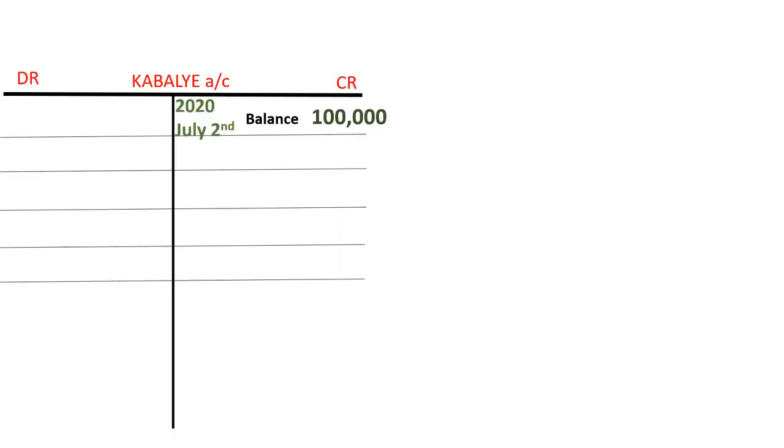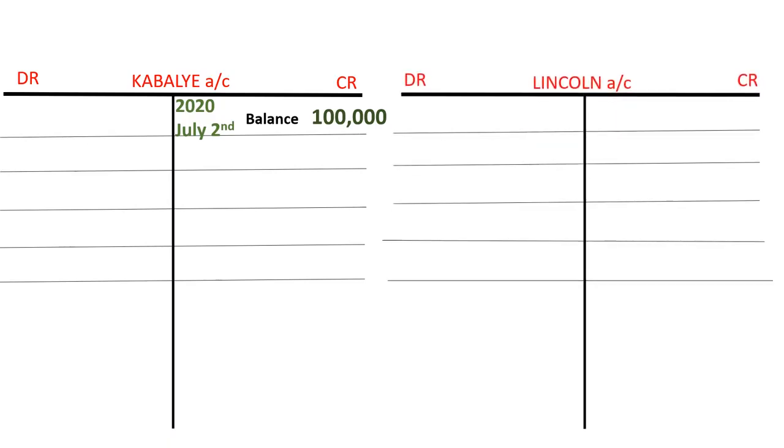So here is how the account looked like. When Kabalia was still our creditor, we owed him 100,000, so that is why the Kabalia account has a credit balance of 100,000 right there. However, when Lincoln takes over the business where Kabalia was previously a creditor to us, it means we create a new account for Lincoln, like right there. So it means that this 100,000 that is on the Kabalia account needs to be transferred to the Lincoln account.